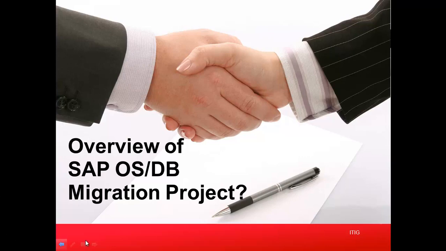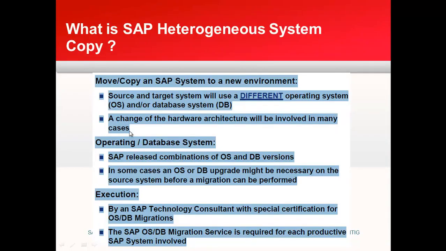Let's see a quick recap of what a heterogeneous system copy is. What we have seen is that we are moving to new hardware, a new OS, a different database, different hardware vendors. We are changing the operating system and the database.